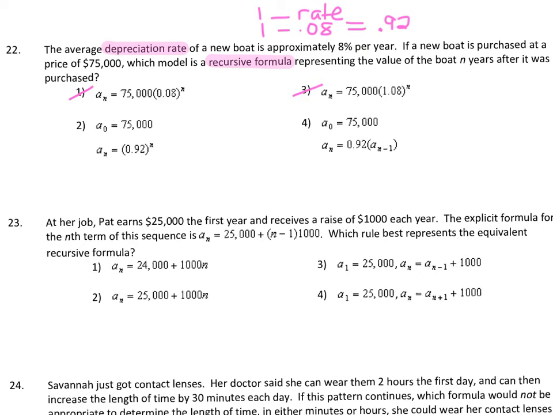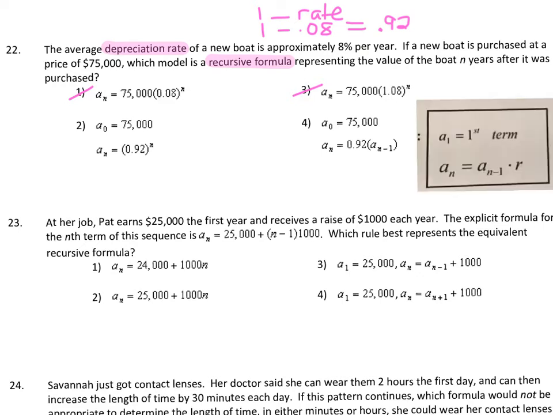for a geometric sequence. Okay, so here's the format. So instead of a sub 1, we already talked about why we're using a sub 0. Now this says a sub n is equal to a sub n minus 1 times the common ratio. So if we look at choice 4, I see the a sub n minus 1, and we're multiplying that by the common ratio of 0.92. So choice 4 is our answer.